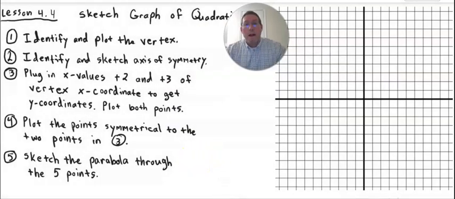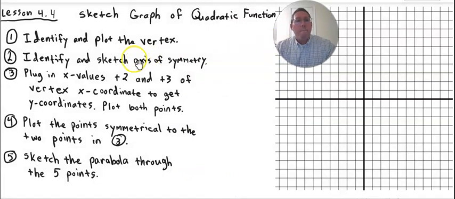So here are some steps for us to be able to do this. First thing we're going to do is identify and plot the vertex, and we should be able to get the vertex from the vertex form. And then we're going to identify and sketch the axis of symmetry, just like we did in lesson 4.3. Then we're going to take a few x values that are close to the vertex, plug them in to the vertex form, and get some y values. So we're going to have some points that go on the graph. We're going to plot those 2 points on the graph.